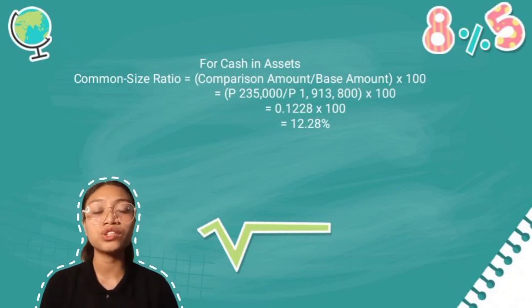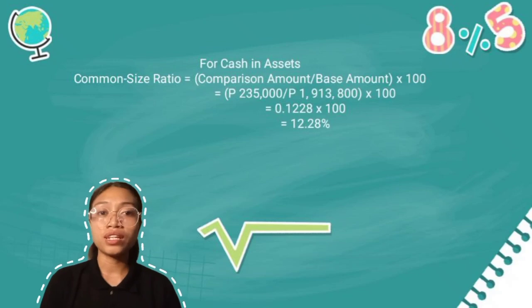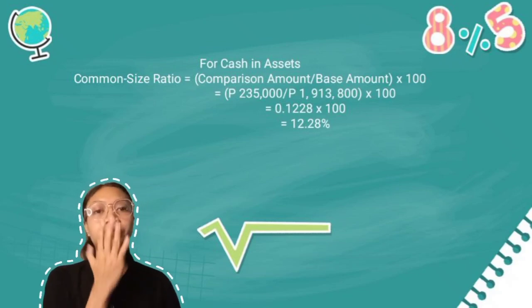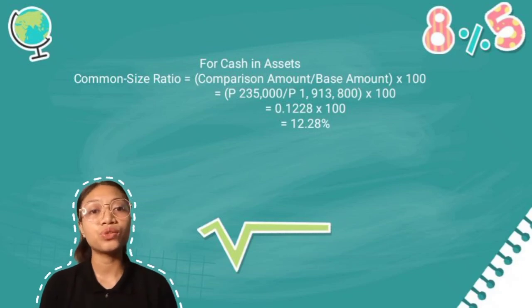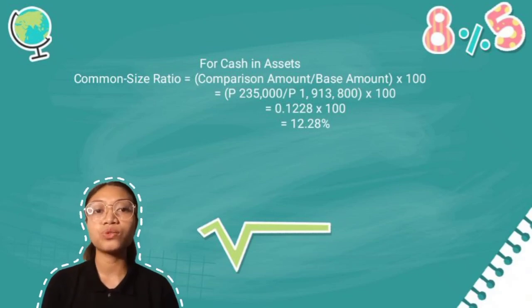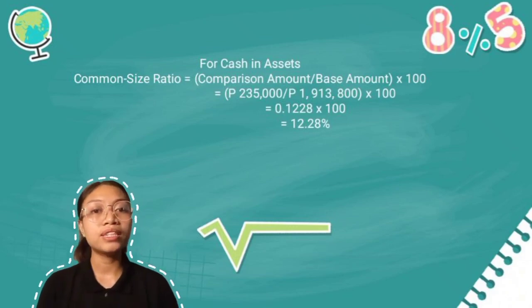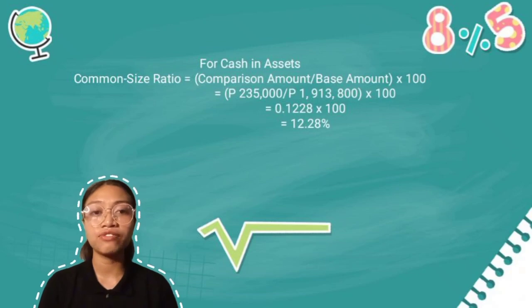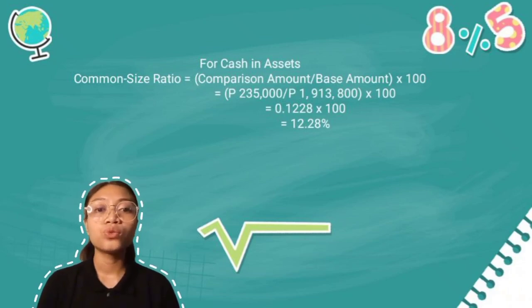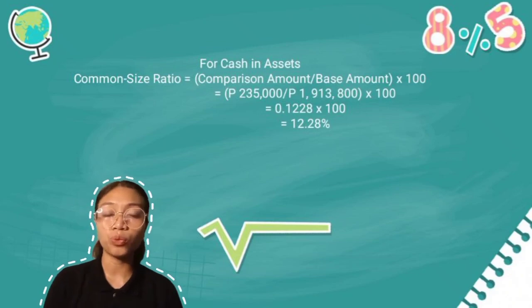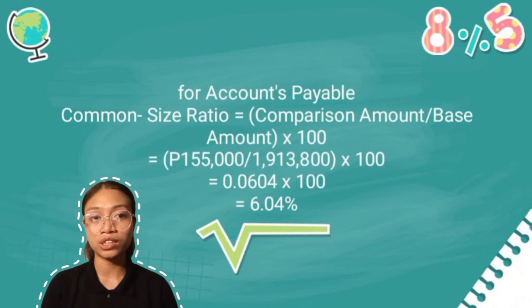To get the common size ratio for every listed asset, we are going to use the same formula as the income statement example. So the formula is the common size ratio equals comparison amount divided by base amount times 100%. Let's try to compute for cash in assets. 235,000, which is the cash, divided by 1,913,800, which is the total assets, is equal to 0.1228 times 100% is equal to 12.28%, which is your common size ratio.